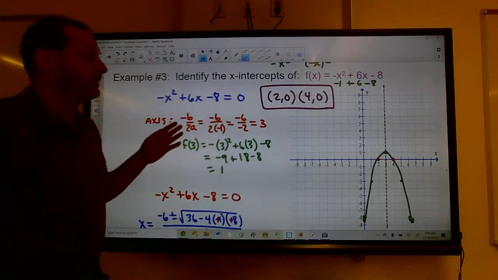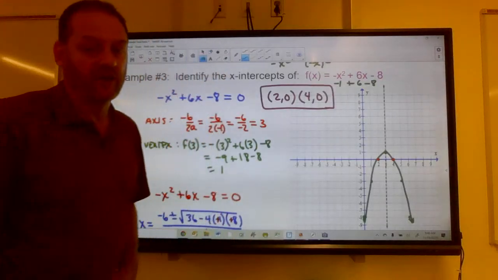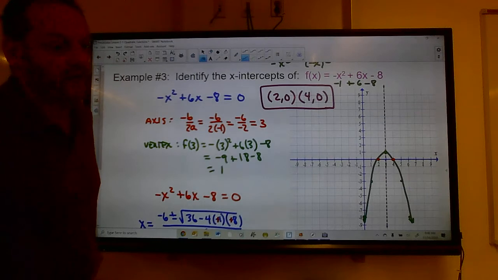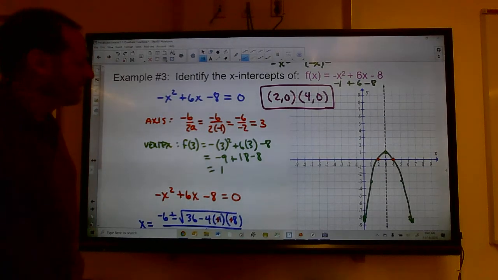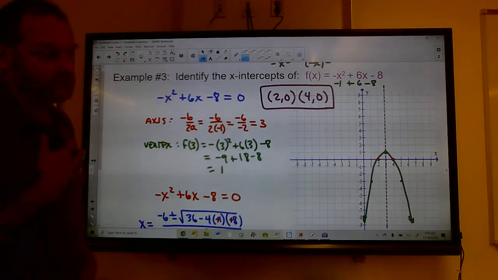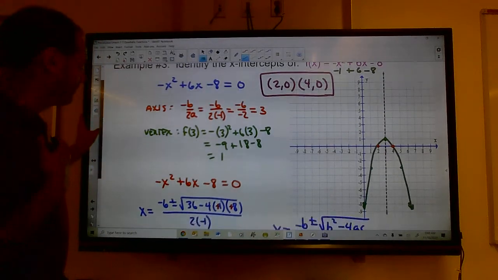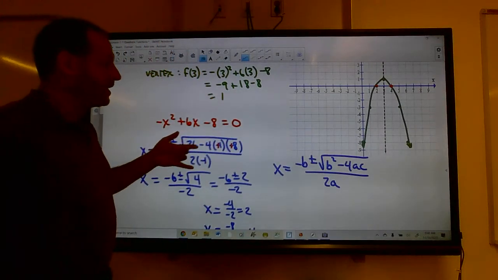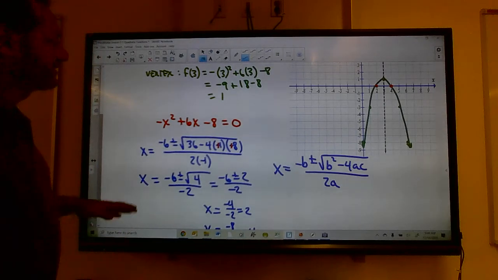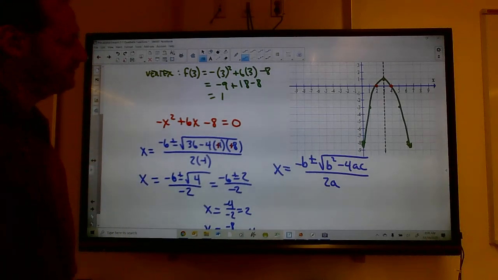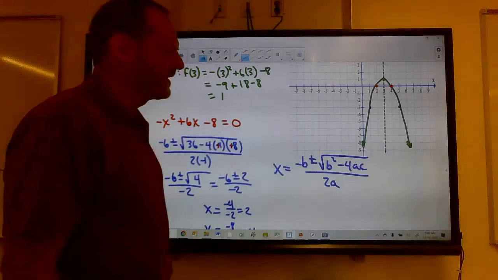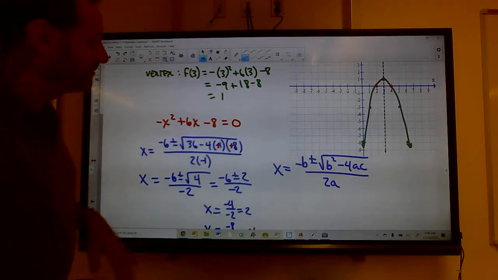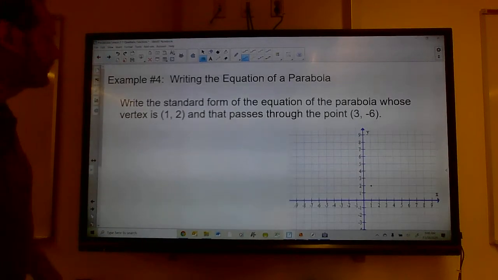I would not recommend graphing to find x-intercepts, unless it tells you in the directions to do that, in which case you don't really have a choice. I choose to factor most of the time because it's much faster than using the quadratic formula. But if you're not great at factoring, which you need to get to be, you can use the quadratic formula and it always works. Sometimes factoring doesn't work. So if you've got some weird answer, if you have an irrational number, you might not be able to factor it.